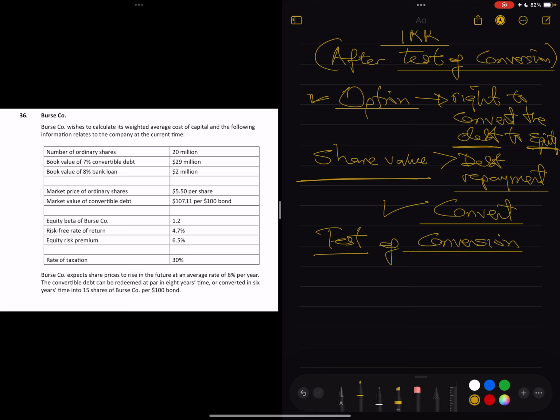What is the tenor of this? Let's find out. If you look at this, BOSCO expects share prices to rise in the future at an average of 6% per year. The convertible debt can be redeemed at par in 8 years. So remember, if you have a convertible bond, there are two options. Option 1 is redemption, which means collect your money back, that is cash repayment.